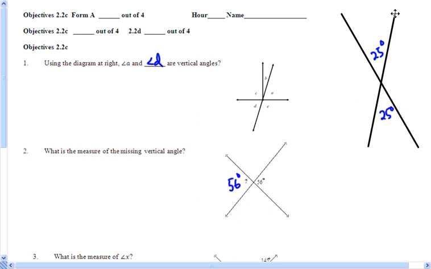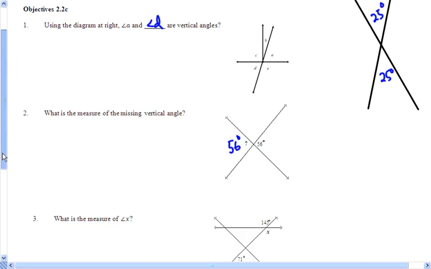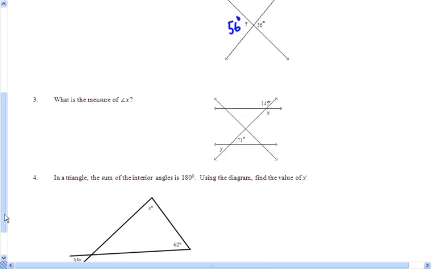All right, number 3. What is the measure of angle X? Well, if you look closely, this line and this line cross. So angles opposite each other at the intersection of two lines are vertical angles, so that means X is the same as 145, so 145 degrees.